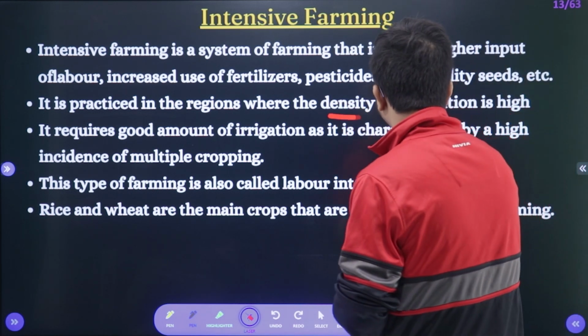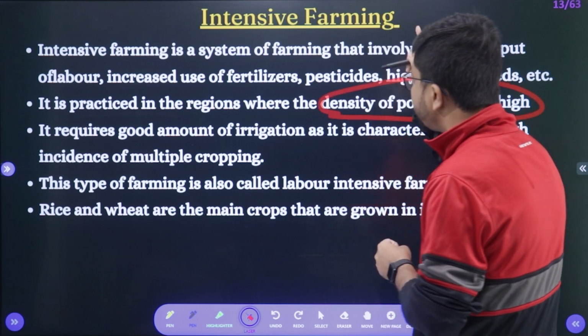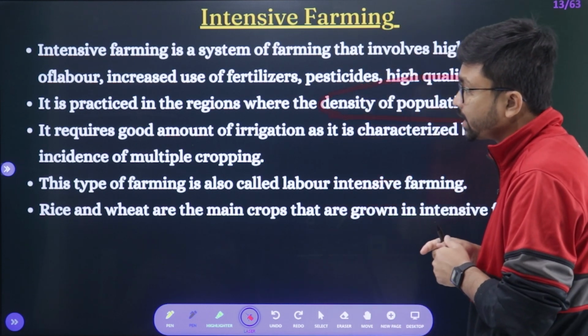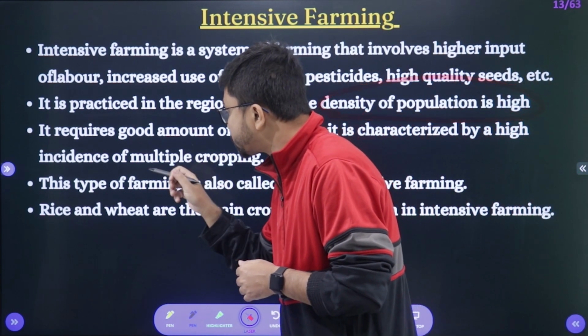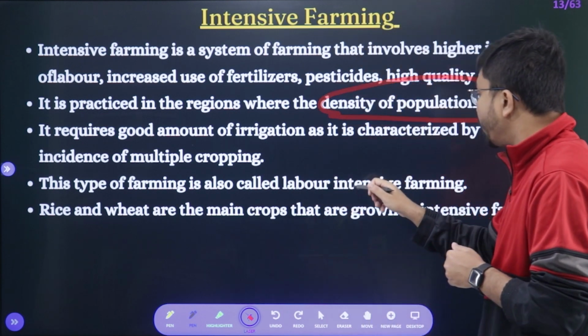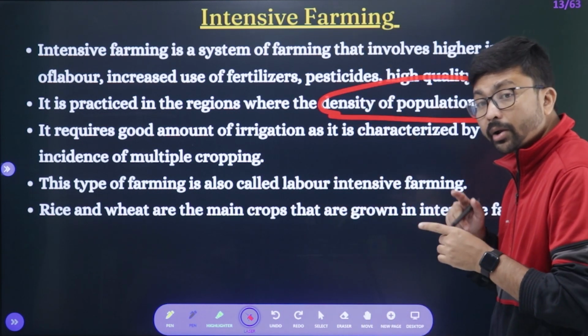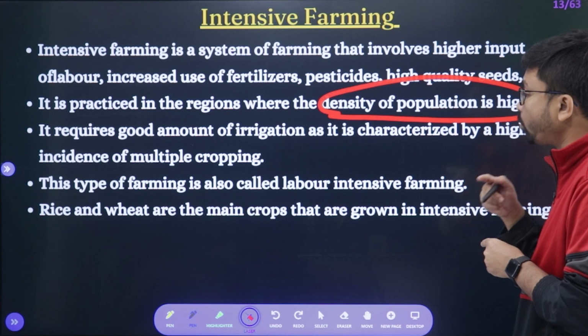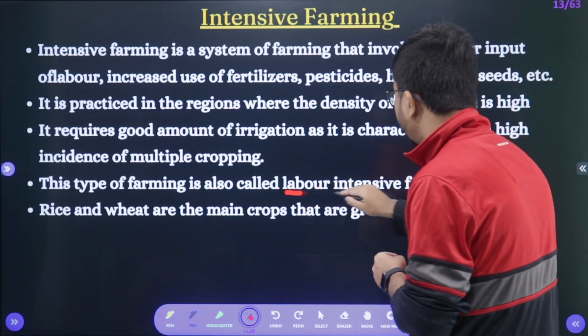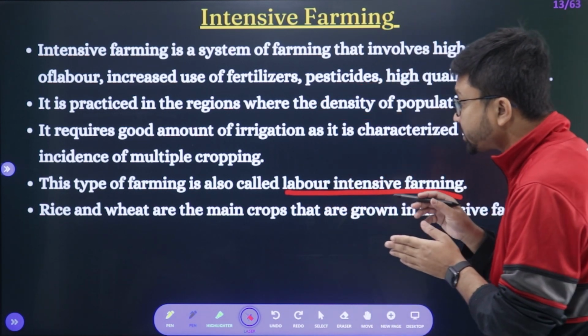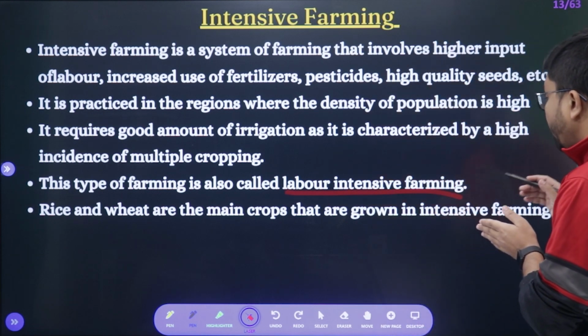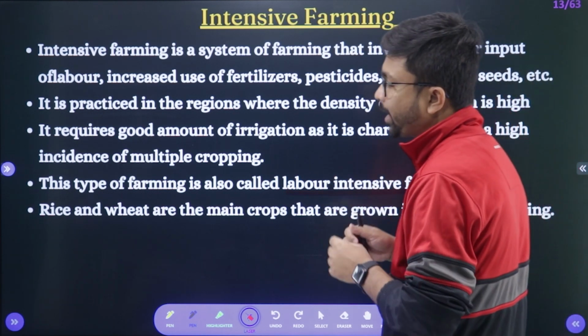So these are the important terms you need to remember. Intensive farming where the population density is high. Even this type of farming is also called labor intensive farming, as the manpower use is more, so that's why it is called labor intensive farming. Rice and wheat are the main crops that are grown in intensive farming, right?